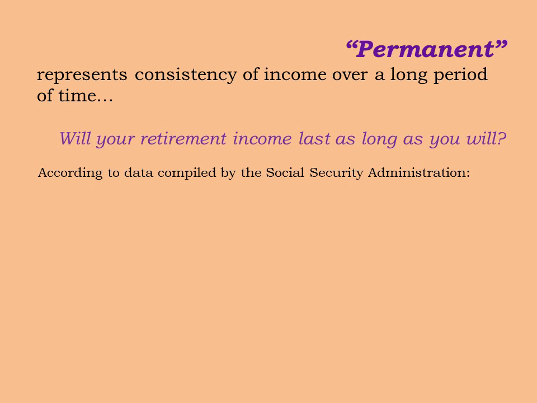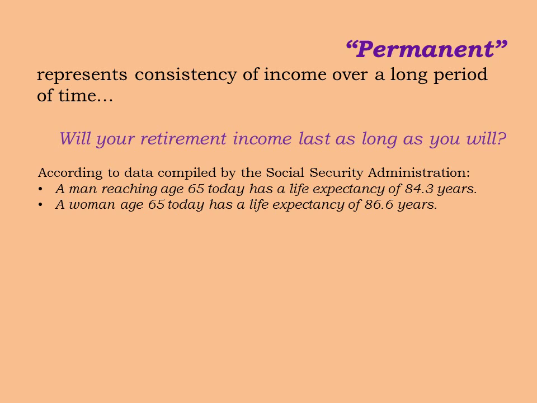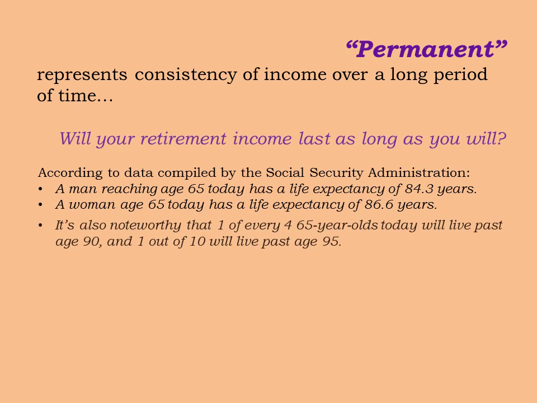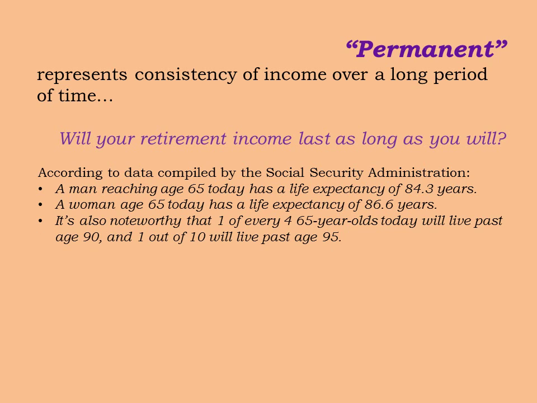Now, according to data compiled by the Social Security Administration, a man reaching age 65 today has a life expectancy of more than 84 years. A woman age 65 today has a life expectancy of more than 86 years. It's also noteworthy that 1 of every 4 65-year-olds today will live past age 90, and 1 out of every 10 will live past age 95. And married people will live even longer.